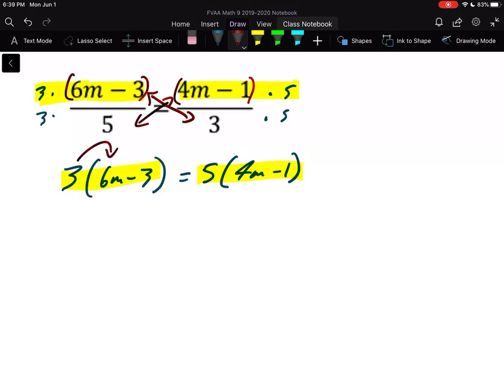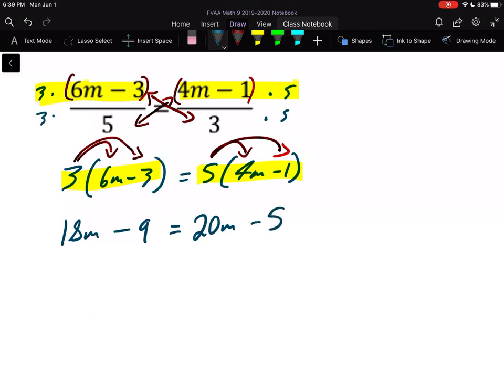So 3 times 6m is 18m. 3 times negative 3 is negative 9, is equal to 5 times 4m, which is 20m. And 5 times negative 1 is negative 5. All right. Again, I want my coefficient to be positive, so I'm going to subtract 18m on both sides of my equal sign. That's going to cancel that out.